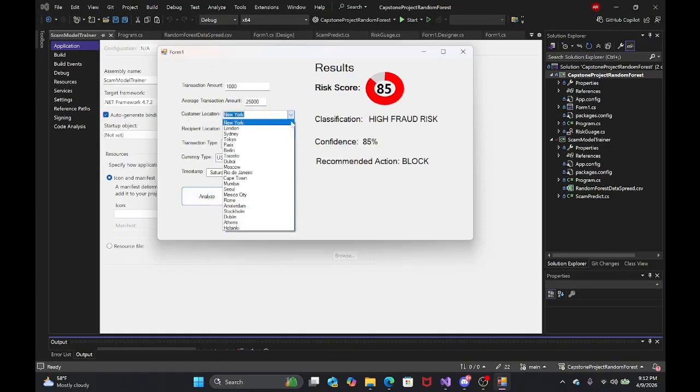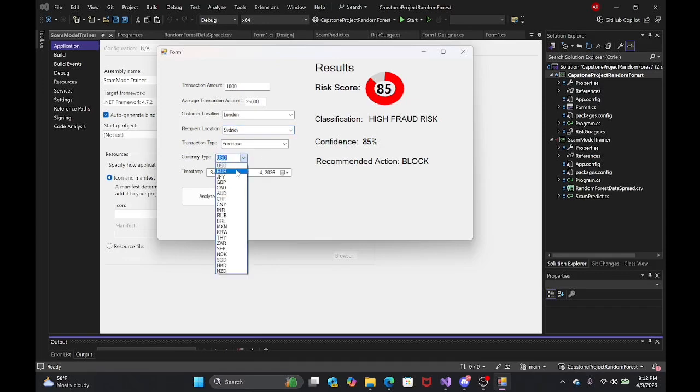I think it has a problem with New York. It does not like New York. Let's do London to London. Actually, we'll do London to Sydney through euros. And then we'll send this down to $100.